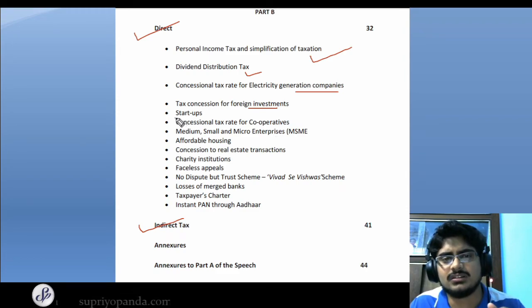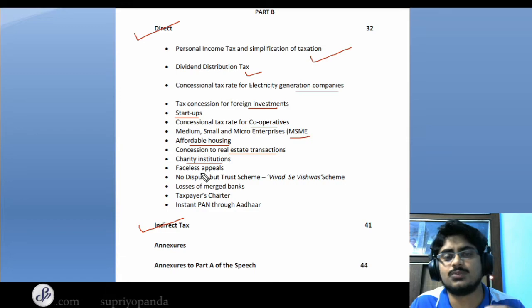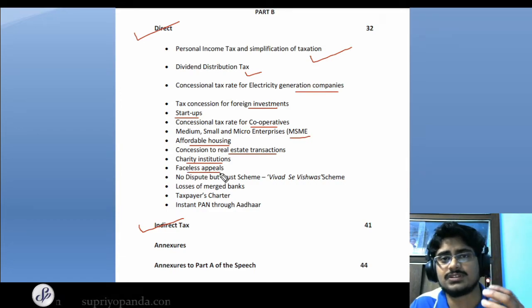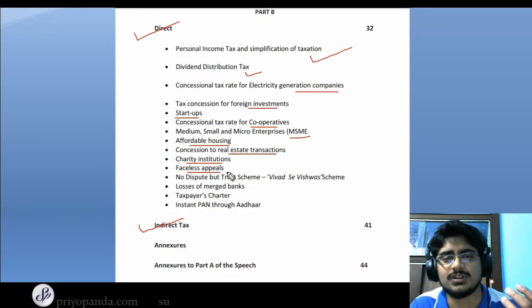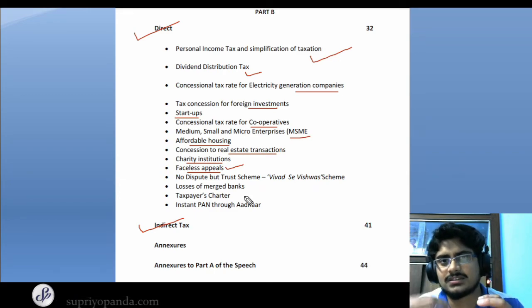Then we have the main norms for startups. A lot of SOPs have been provided. Then we have the things for cooperatives, MSMEs, affordable housing, real estate transaction, charity institutions. Then we have the faceless appeals. So this is basically about the income tax appeals, the direct tax appeals that used to happen, and how now they are going ahead with faceless appeals. So you do not have to go in front of an income tax officer. Earlier it used to be face to face, and there were a lot of corruption chances there. So the government is doing away with those things.